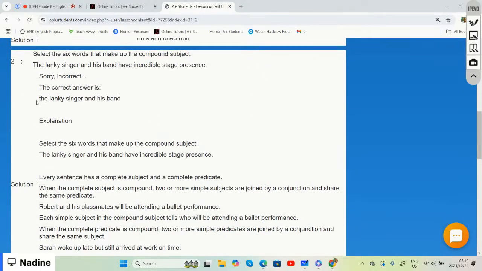All right, the next one says we need to select the six words that make up the compound subject. The lanky singer and his band have incredible stage presence. We need to select the six words that make up the compound subject.